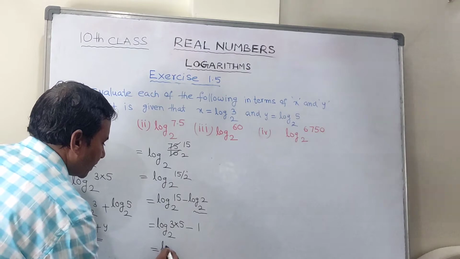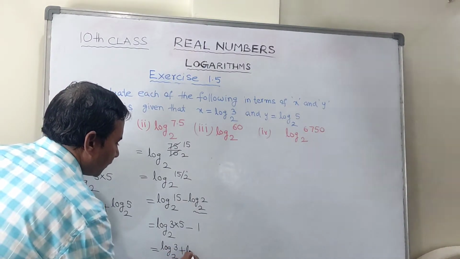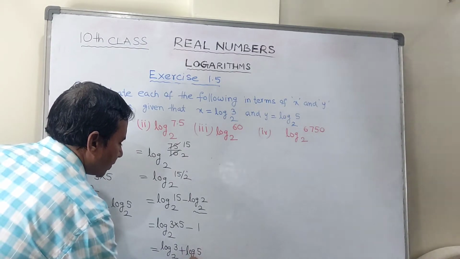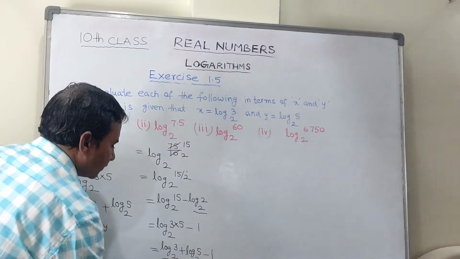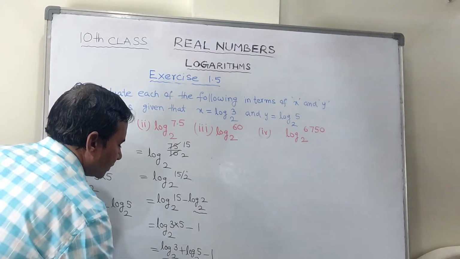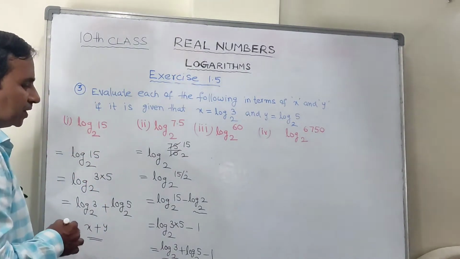This you can rewrite as log 3 to the base 2 plus log 5 to the base 2 minus 1. This is x value, this is y value, minus 1 already is there. The answer becomes x plus y minus 1.